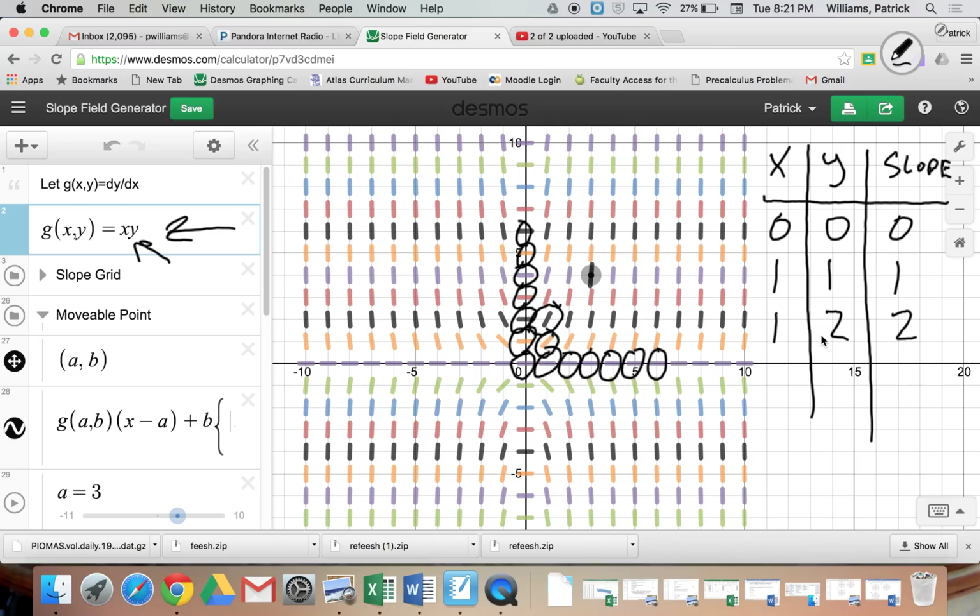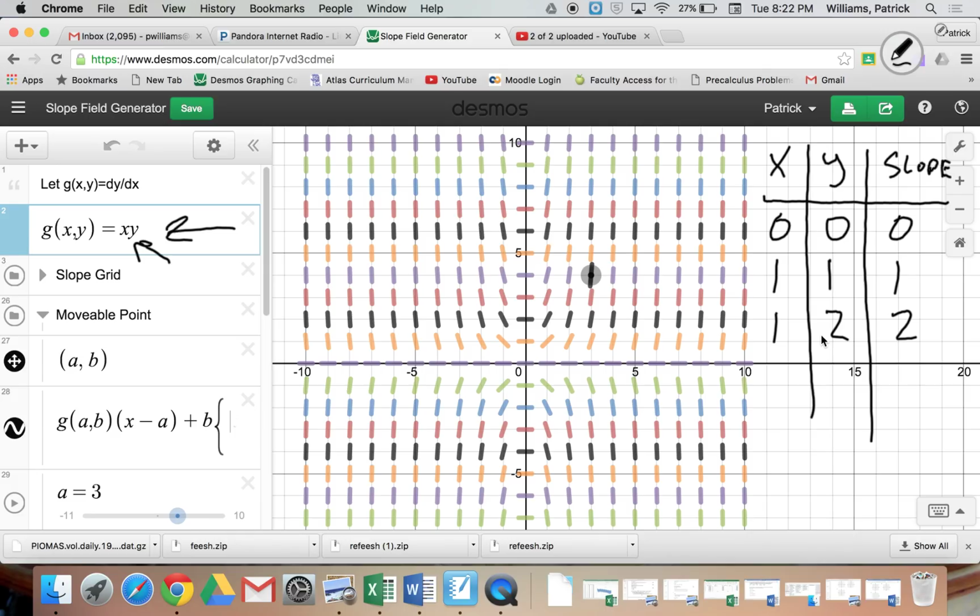But again, the slope field doesn't tell us what the solution looks like. It just tells us if the solution goes through this point, this is what the slope is going to be. So let's visualize this slope field a little bit better by actually looking at a solution.